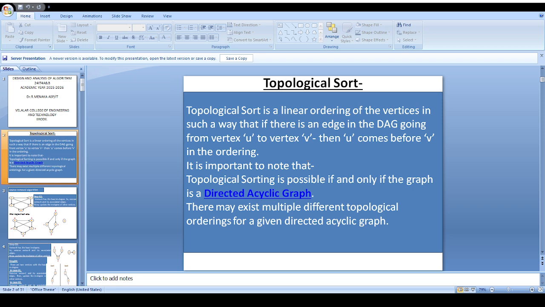Topological sort is a linear ordering of the vertices in such a way that if there is an edge in the DAG, meaning directed acyclic graph, going from vertex U to V, then U comes before V in the ordering.